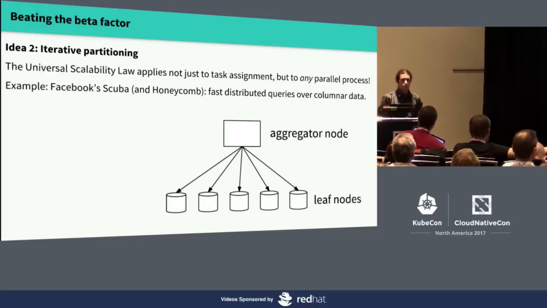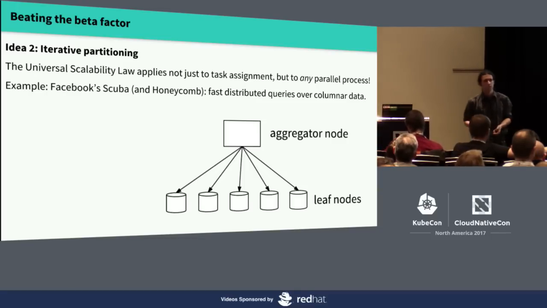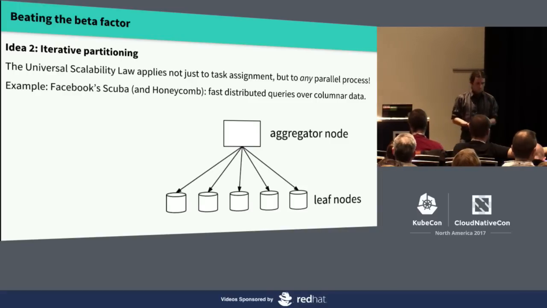The idea is you have a lot of analytical data, instrumentation data from systems, and you want to answer questions about it pretty quickly. You know, which requests are slower? How is my site performance changing over time? And the way you do that is by distributing your query over lots of storage nodes. So we have a bunch of data. We have a bunch of storage nodes. Each node is responsible for some slice of the data.